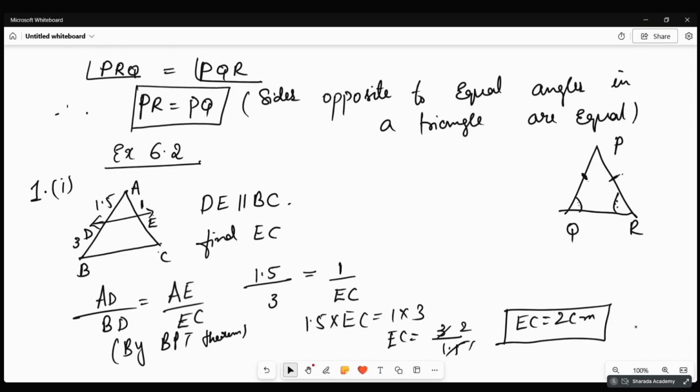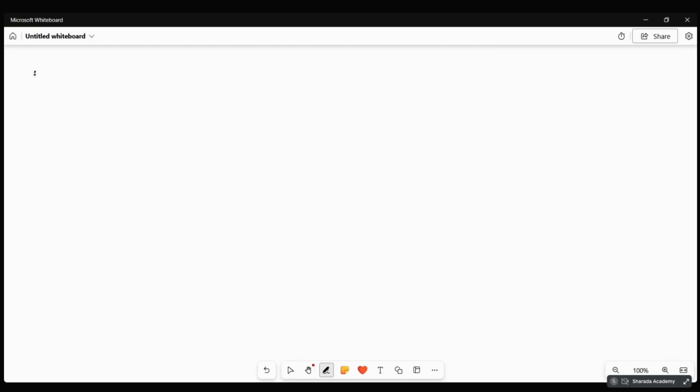BPT theorem, cross multiply. See, AD by BD means what? 1.5 by 3. That is equal to AE by EC, that is 1 by EC. Cross multiply. 1.5 into EC will be equal to 1 into 3. Since this is multiplication, when it goes to the other side, it becomes division. So keep EC, which is unknown, one side, 1.5 to the other side. So 3 by 1.5, that is 2 centimeters.